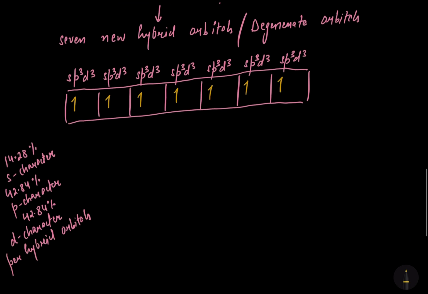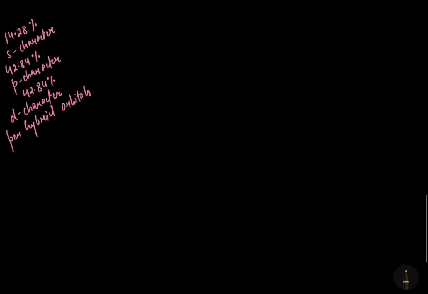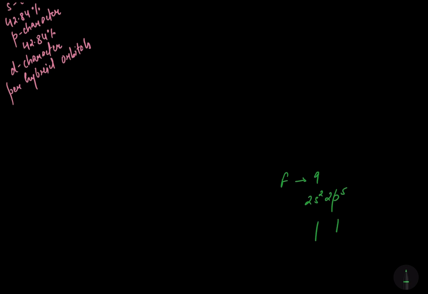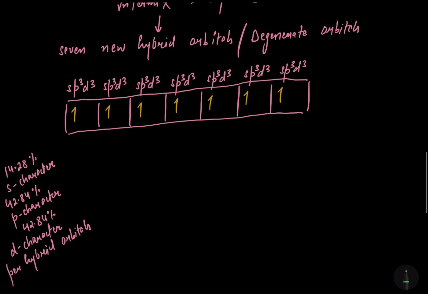So now let's talk about the fluorine atom. Fluorine, its atomic number is 9. The valence electronic configuration will be 2s2, 2p5. In 2p, we all know that we have 3 degenerate orbitals, and these have in total 5 electrons: first, second, third, fourth and fifth. So let's come over here. Here we have to make these 7 fluorine atoms, and I'm making their p orbitals.